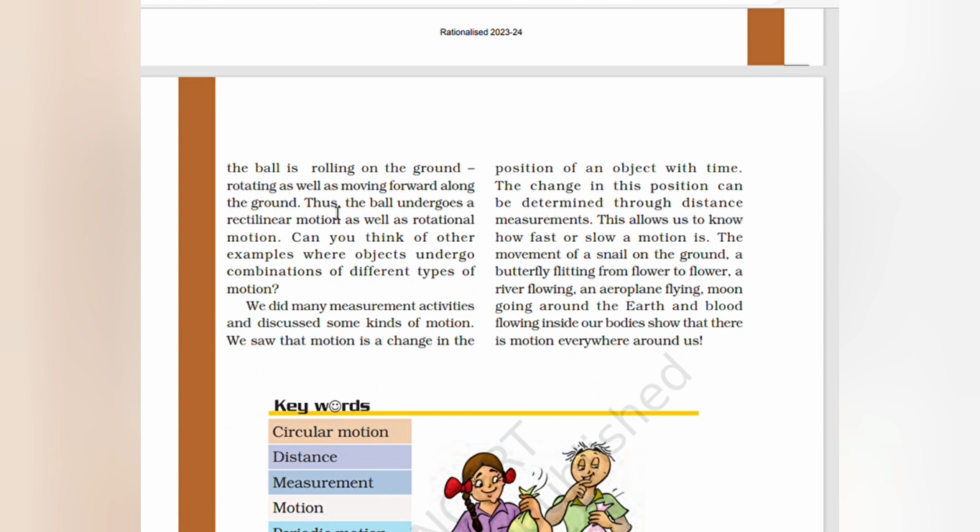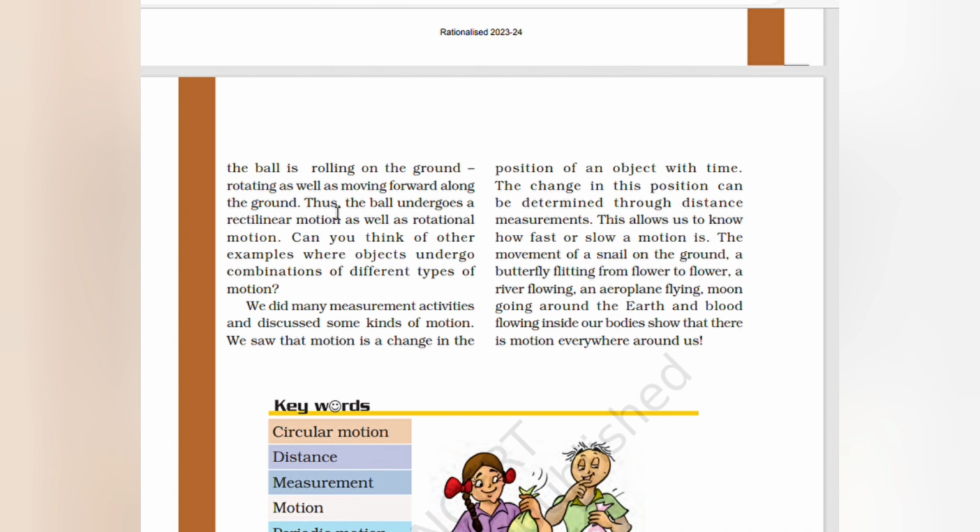We did many measurement activities and discussed some kinds of motion. We saw that motion is the change in the position of an object with time. The change in its position can be determined through distance measurement. This allows us to know how fast or slow a motion is.